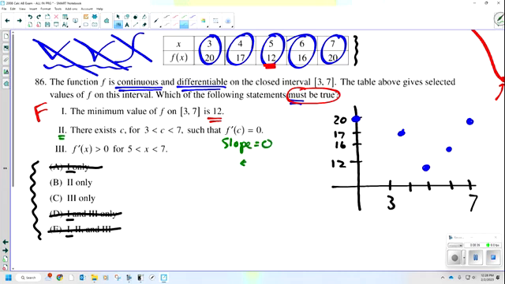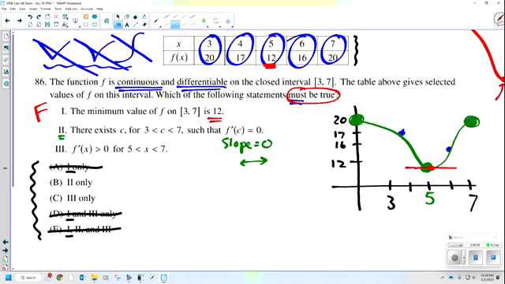Slope of 0 is a horizontal line. If I connect these dots, no matter how I connect them, I start up here at 20. I end up here at a y value of 20. And in the middle, at an x value of 5, I'm at 12. So no matter how I connect these dots, I have to come down to here and then come back up here. At some point, I am absolutely going to have a tangent line with a slope of 0.